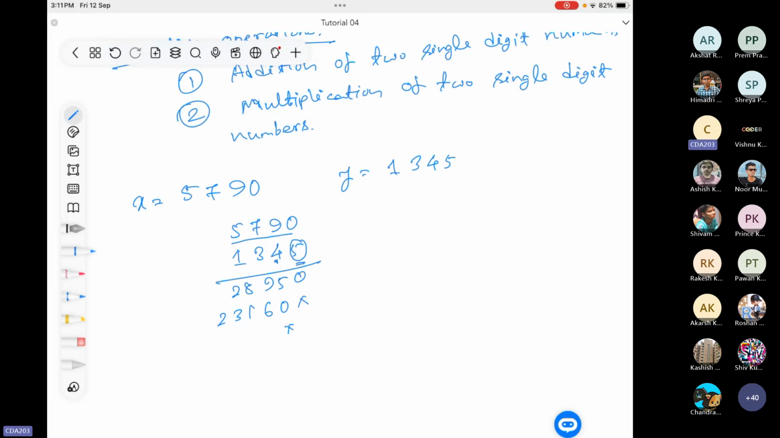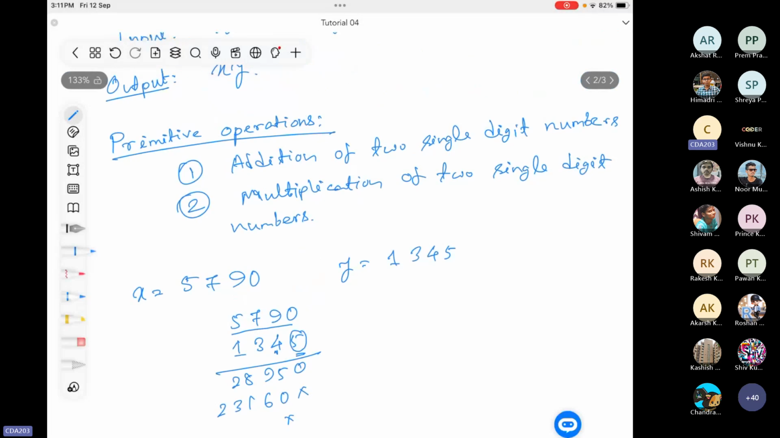Yeah, so primitive operations are basically the addition and multiplication that I think I already defined: a basic addition of two single digit numbers, and multiplication of two single digit numbers in this case.